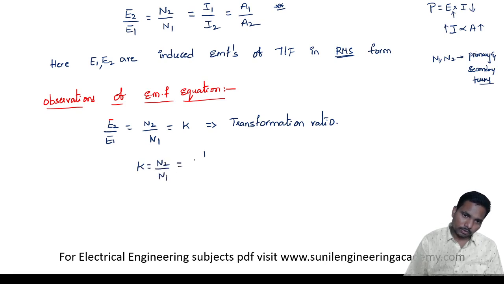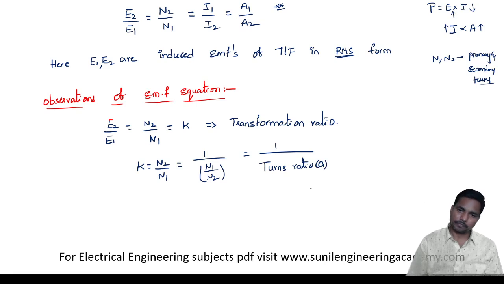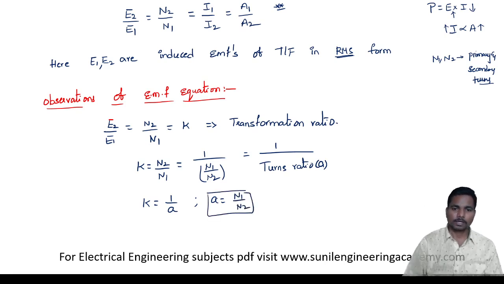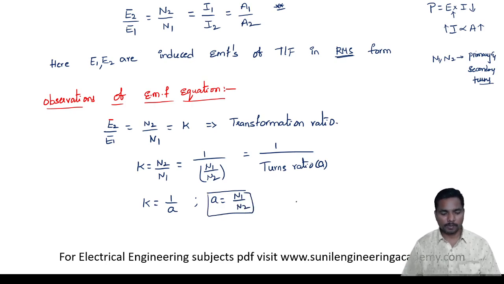That is equal to 1 by N1 by N2. Correct? 1 by N1 by N2 is considered as the turns ratio, A. Okay, from this one, we can say K is equal to 1 by A. That means A is equal to N1 by N2.